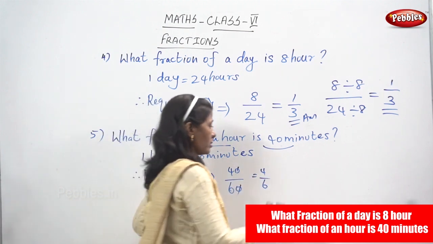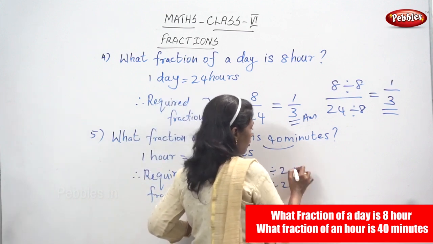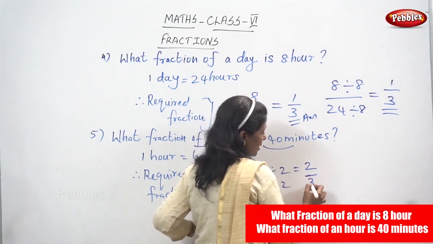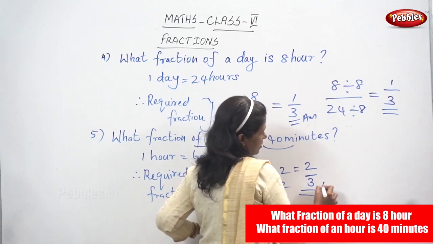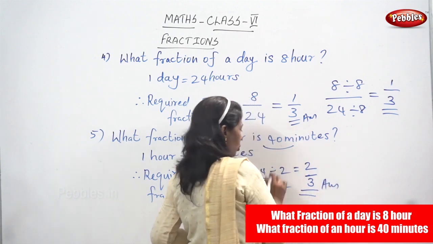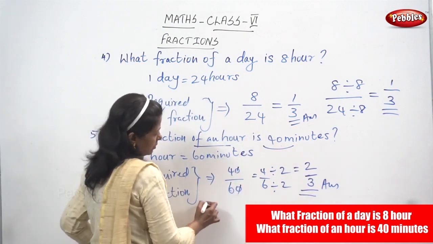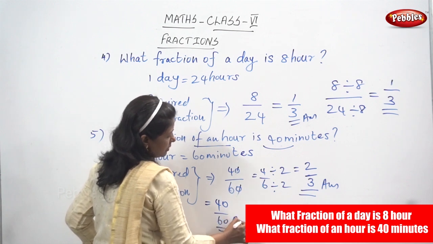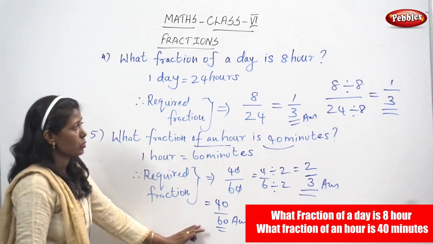If you want to simplify this, you can. 4 is divided by 2 and 6 is also divided by 2. 4 divided by 2 gives 2, and 6 divided by 2 gives 3. So 2 by 3. This is the right answer for the question. If you don't want to do the simplification, you can just stop at 40 divided by 60. You don't need to cancel the zeros either. Up to this point is fine, it's not an issue.